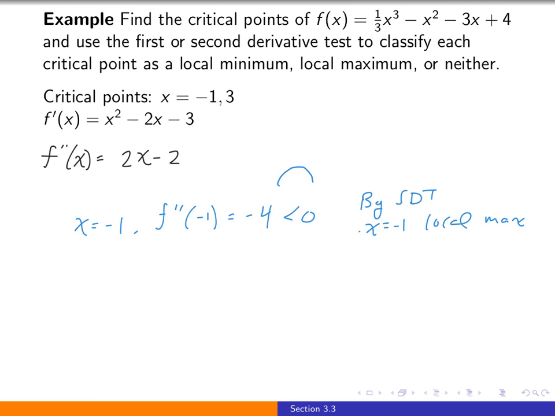And now we check our second critical point of 3. If x is equal to 3, f double prime of 3, this value of the second derivative, is going to be 6 minus 2, which is 4, which is positive. So positive second derivative means concave up, which corresponds to a local minimum. So by the second derivative test, x equals 3 is a local minimum.